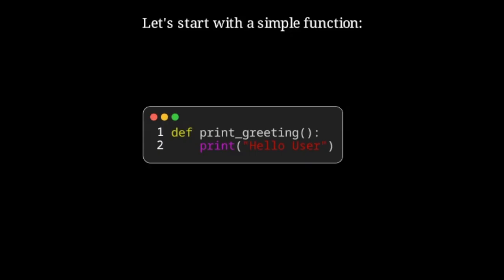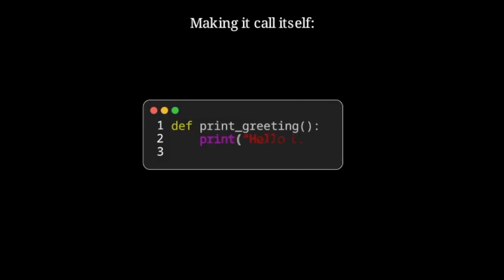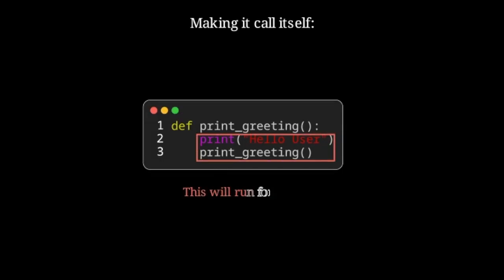In order to make the function call itself, we just need to let it call itself in the function body. We can do this anywhere in the function. In this example, we append the function call at the end of the function body. That is all there is to it. We have now created a very simple recursion example.